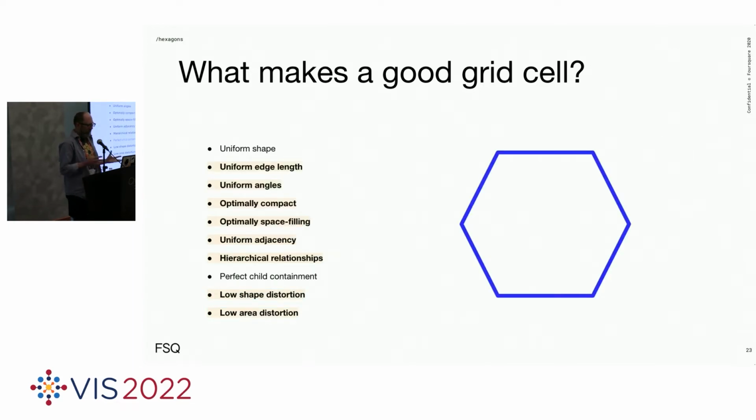So if we look at all these considerations, hexagons come out ahead in almost all of them. The ones where we fall down a little bit are perfect child containment, as I talked about, and uniform shape, which I'll come back to in a sec.